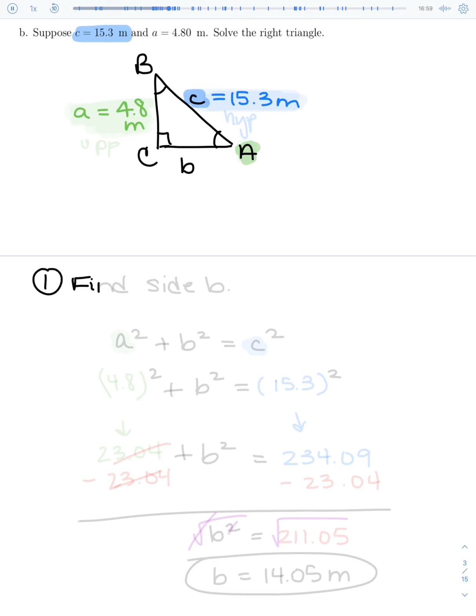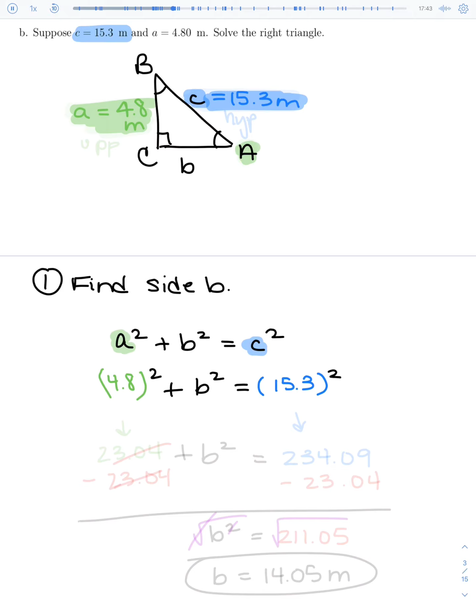So find side B. Because we've got 2 out of 3 sides, we can do this pretty straightforwardly using the Pythagorean theorem, which is a squared plus b squared equals c squared. Well, we know that A is 4.8, and that will be squared, plus we don't know B, so we'll leave that as b squared. And then we've got that C is 15.3, which is also going to be squared.